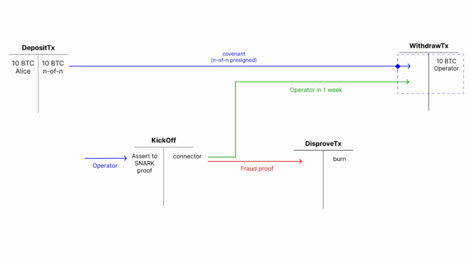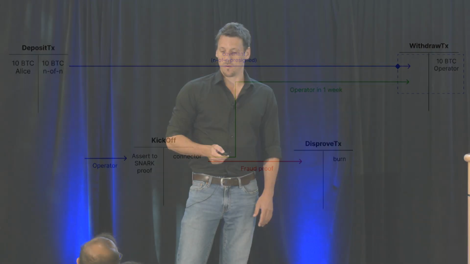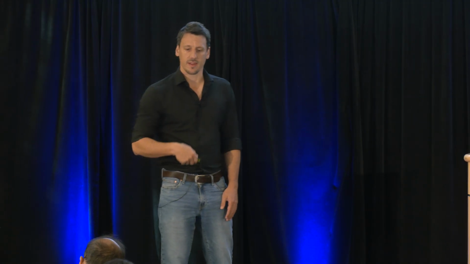And we have a copy of all of these transactions, like the withdrawal transaction, kickoff transaction, disprove transaction for every operator. And we assume one of the operators is live, so one of them will succeed at withdrawing. That's the high-level idea of how we express a bridge contract in Bitcoin script.